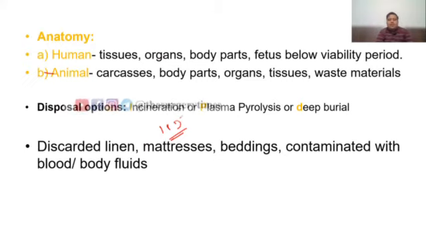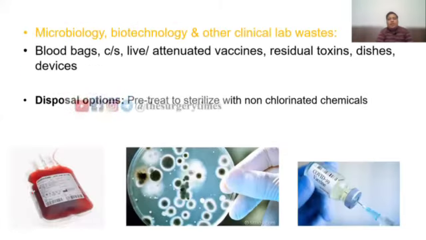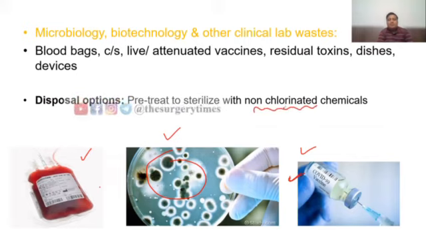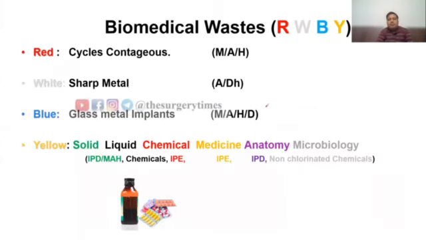Now, other materials like discarded linen, mattress, beddings, all will come in the yellow bag. Now, microbiology, biotechnology. I have put 3 images here. Only remember this much. These will come to the yellow bag: discs and cytotoxic or live attenuated vaccines. How will you dispose the microbiology waste? By non-chlorinated chemicals, the chemicals we have discussed before, same only. Now next is the final chart. Now I hope you can get everything in one page.